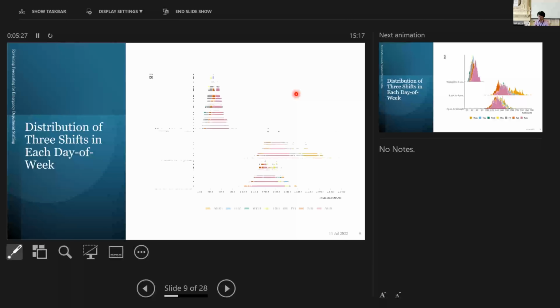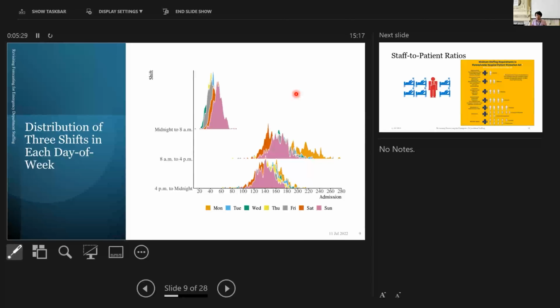Then if you plot the time series of each shift, it looks like this. And if you plot the histogram of number of patients in each day of the week in 3 shifts, it looks like this. So as you can see, the day of the week obviously play an effect here.